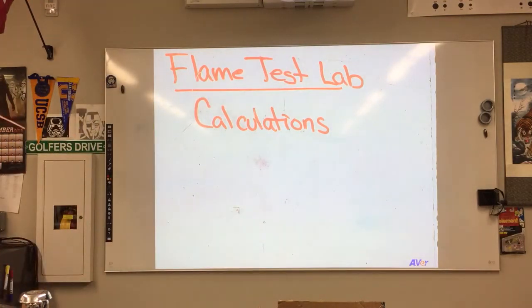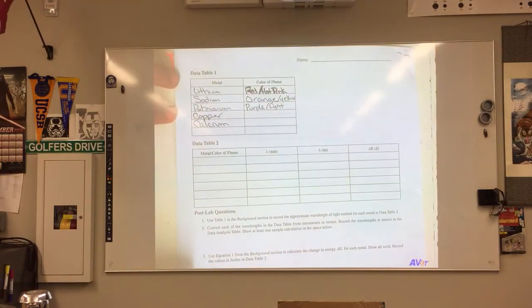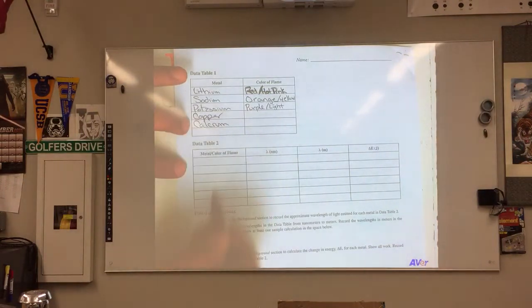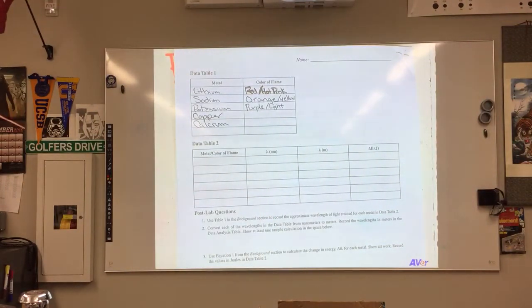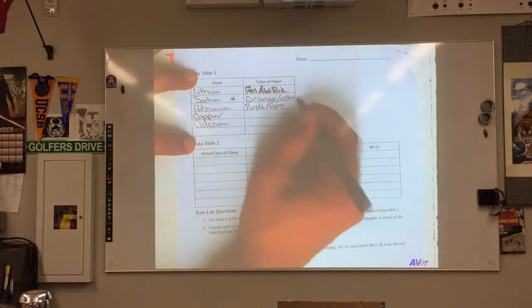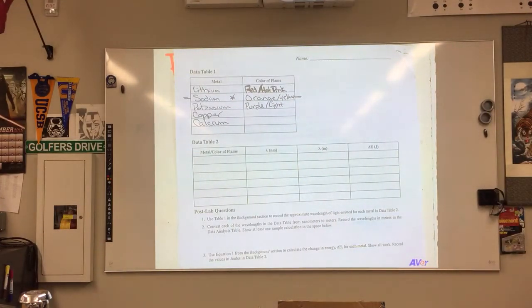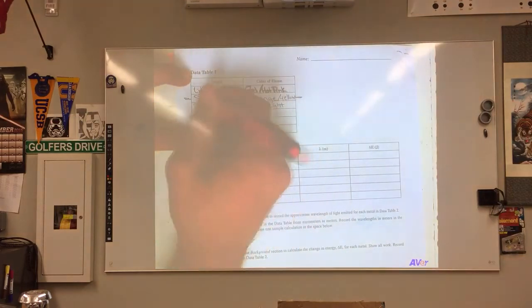So what we've got over here is, first of all, you have to have your lab. Your lab should be something like this. At this point, you should have all these materials settled. You should have written down the color of the flame that you had and the metal that you had. So we're going to pick one of these, and I'm going to start with sodium right here in the middle.